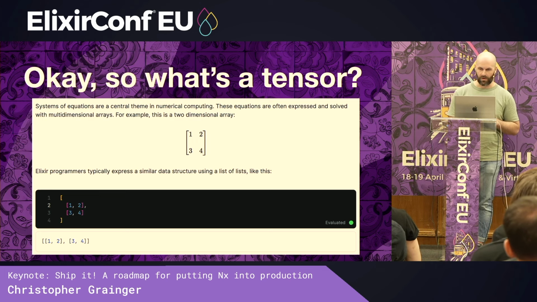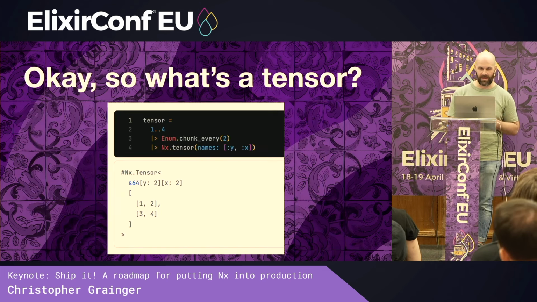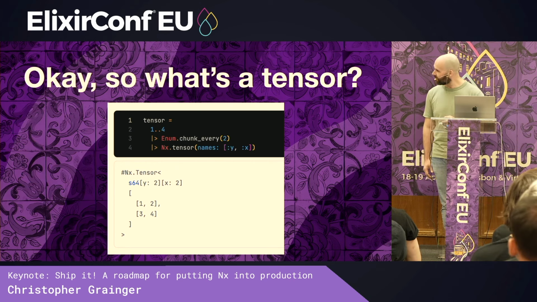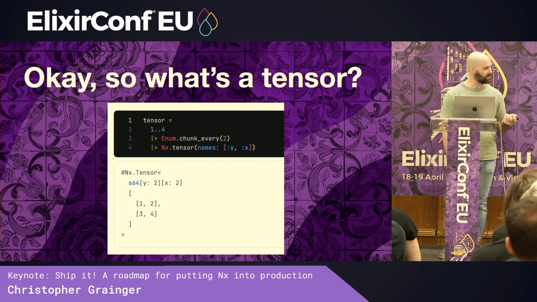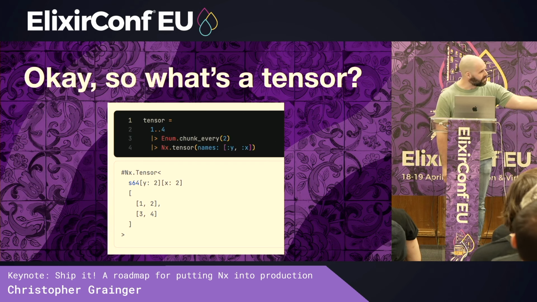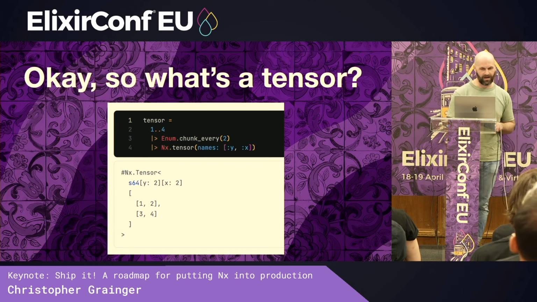Okay, so let's look at what we have instead of that list of lists. It looks like a list of lists, but it's different. You can see there's a bit at the top that says Nx.Tensor. It tells you what kind of struct this is, right? And the data is presented as a list of lists. That's how we do the inspect.